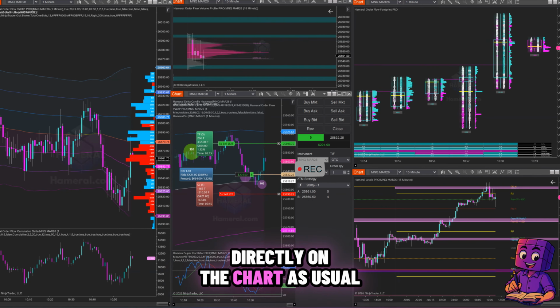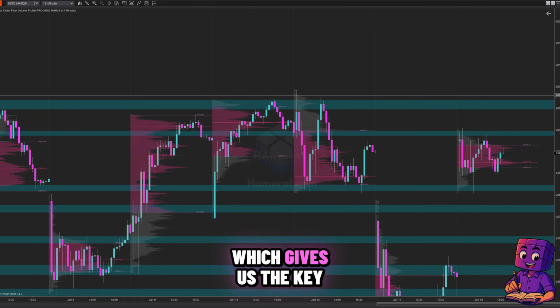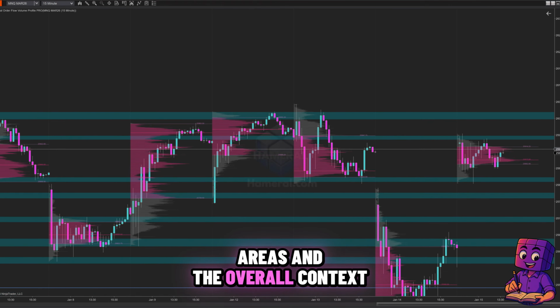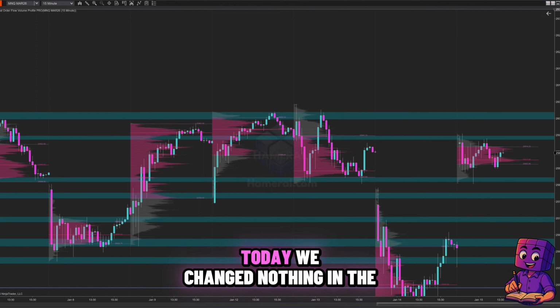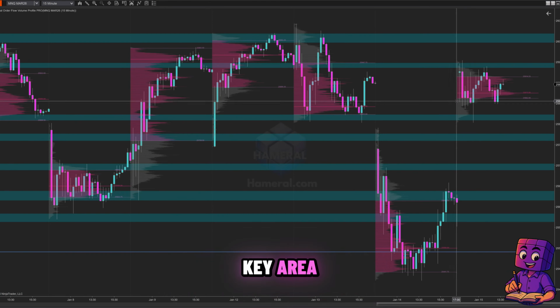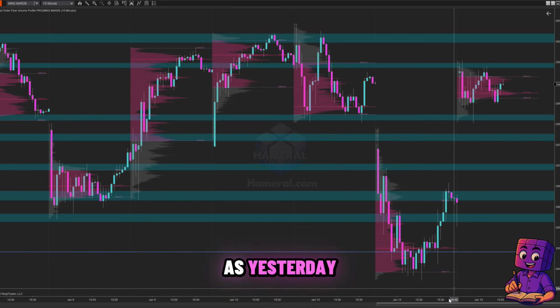As usual, we are starting with the volume profile, which gives us the key areas and the overall context. Today we changed nothing in the key area. They are exactly the same as yesterday.